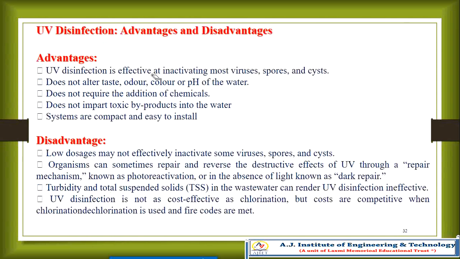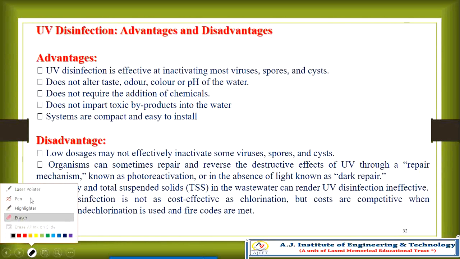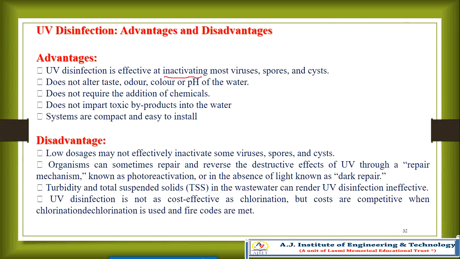So now we'll move to UV disinfection advantages and disadvantages. UV disinfection is effective at inactivating most viruses, spores and cysts. Very important, it does not alter the taste, odor, color, or pH of the water.